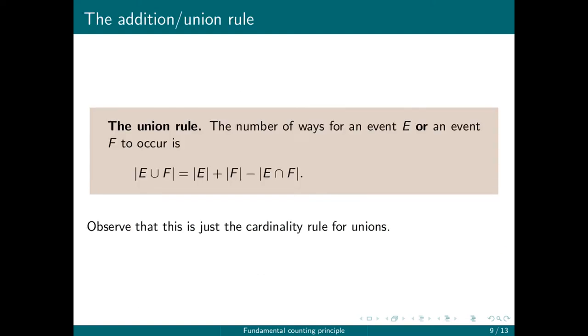So here's the union rule. The number of ways for an event E to occur, or, operative word there, it's the word or, an event F to occur is the cardinality of the union, that's why it's called the union rule, cardinality of E plus the cardinality of F minus the cardinality of E intersect F. And this is just the cardinality rule for unions. We've talked about this already, a long time ago: you have to subtract this overlap off or else you're double counting it. So that's just this showing up again.